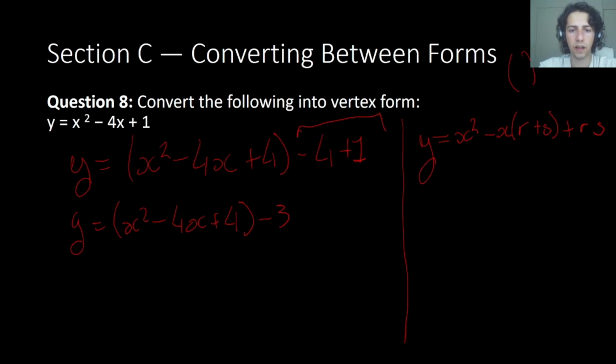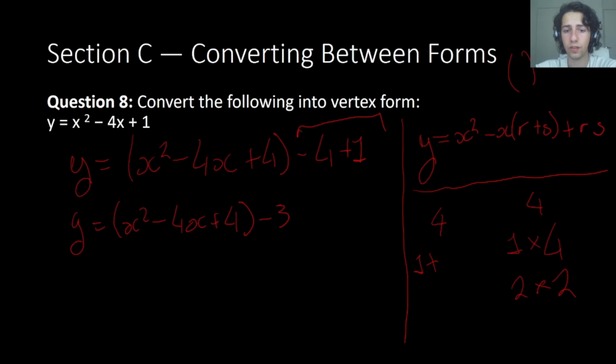First, let's go back and see what numbers we can multiply together to get 4. So if we write down our 4 here, we can have 1 times 4, and we can have 2 times 2. And again, what can we have so that those numbers also add up to 4? So the first one, 1 plus 4, is not going to be equal to 4. It's going to be equal to 5. Second one, 2 plus 2 is going to be equal to 4. And we can also double check that we have two values that are exactly the same, 2 and 2.